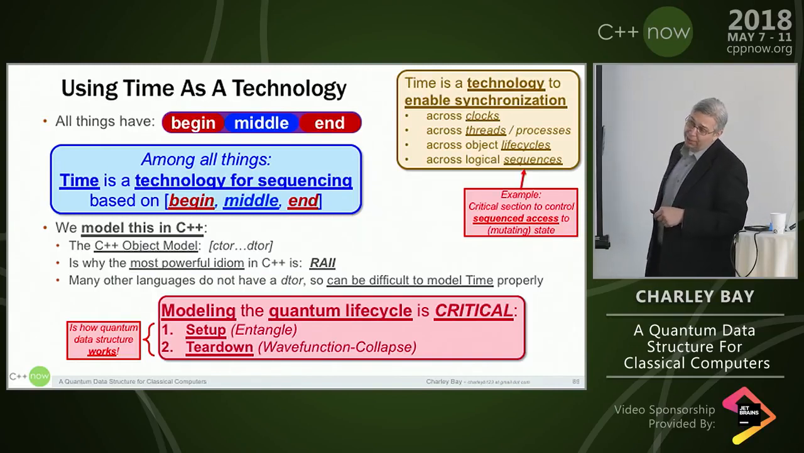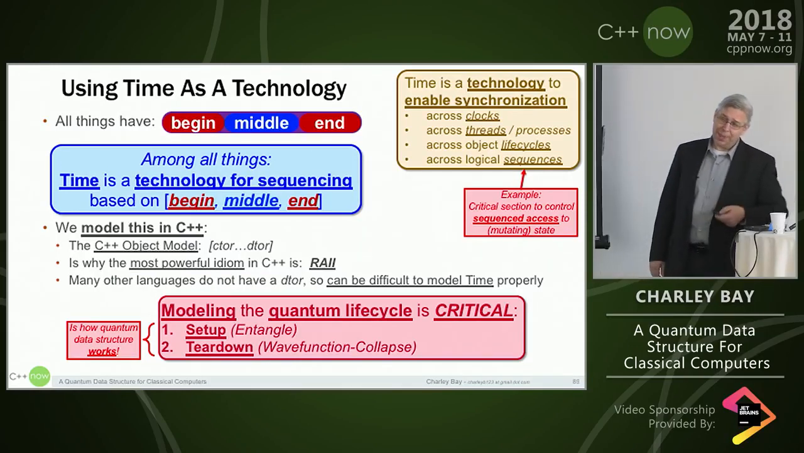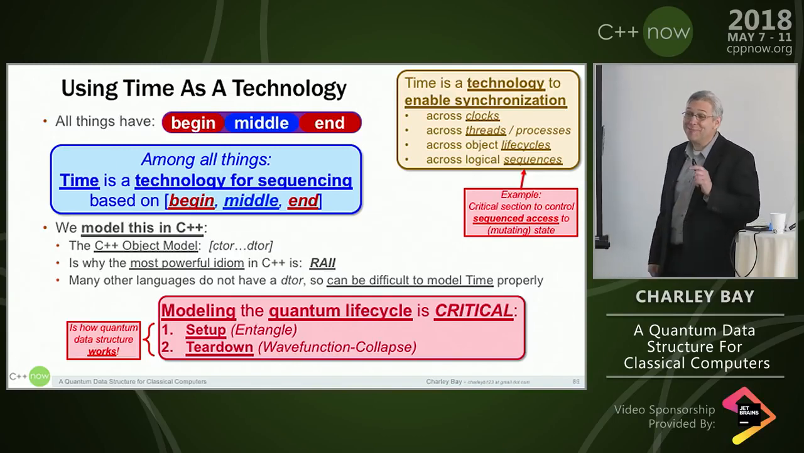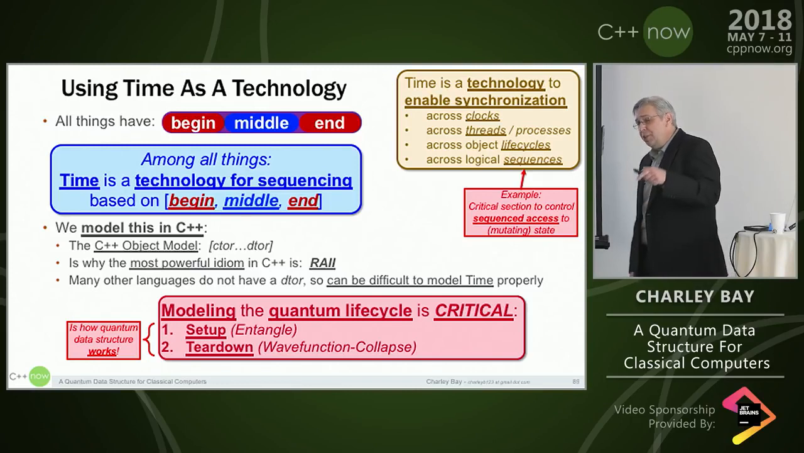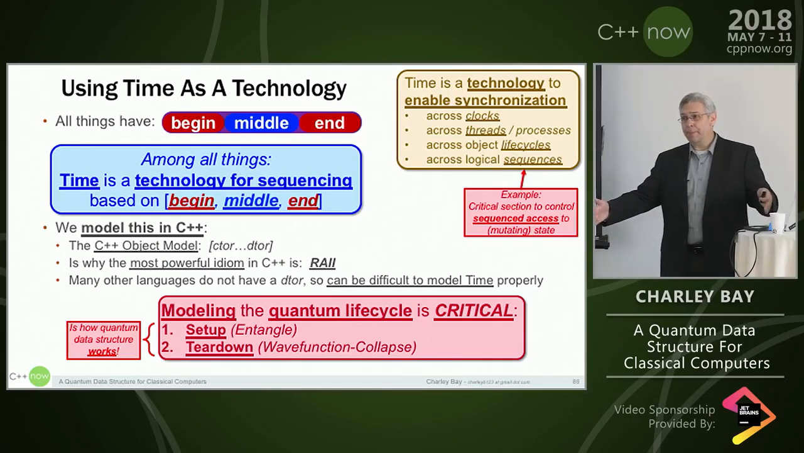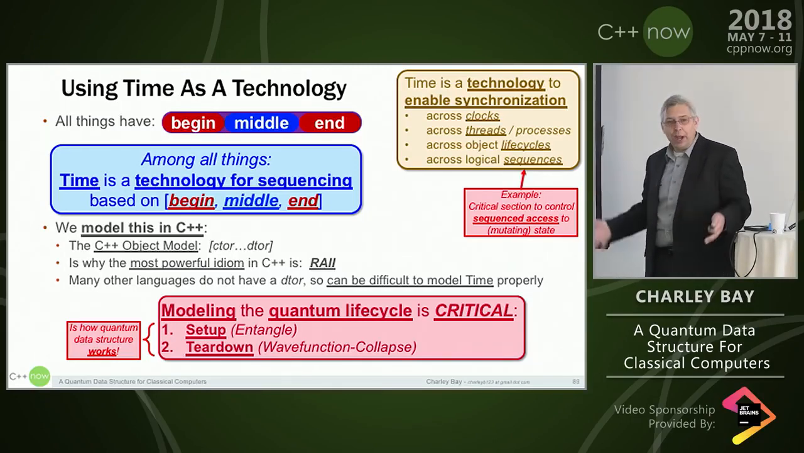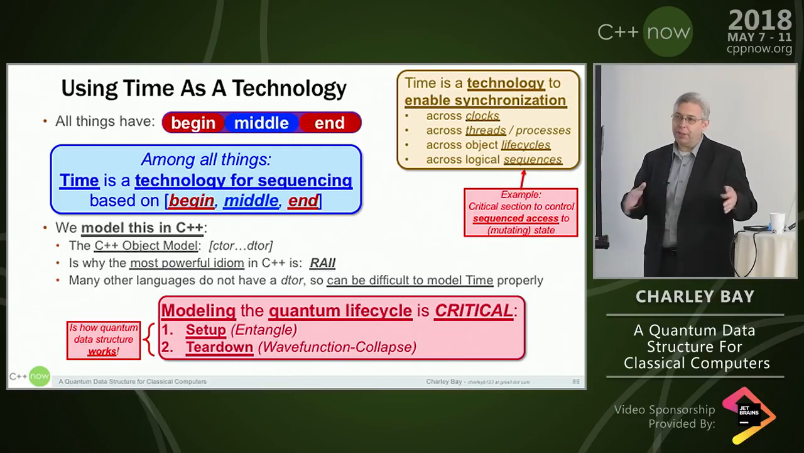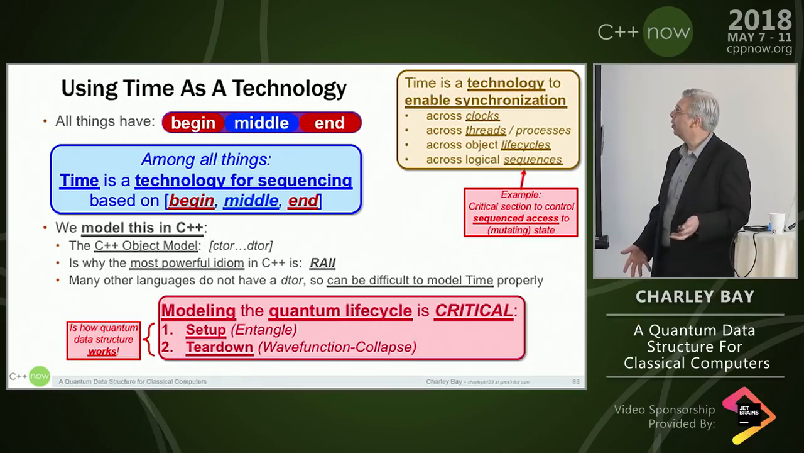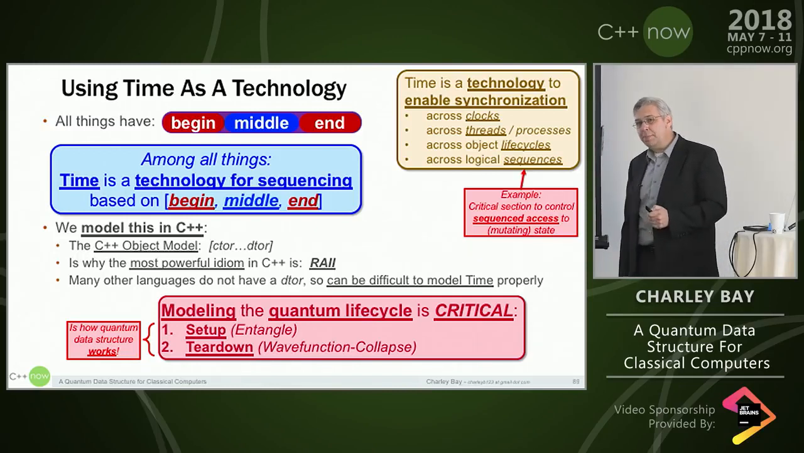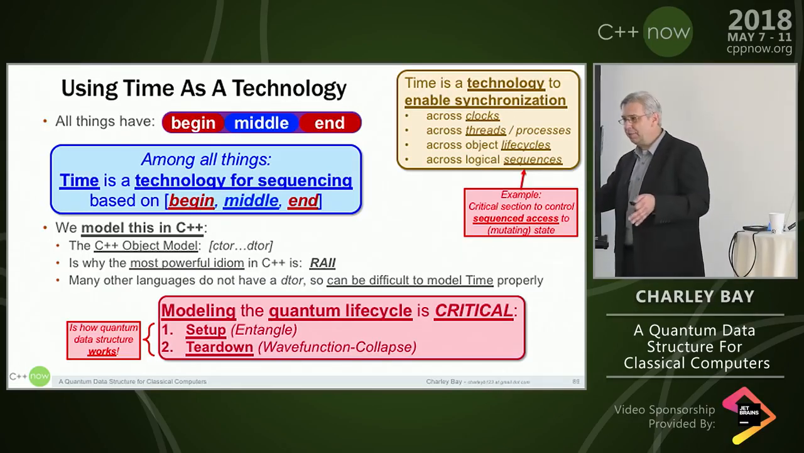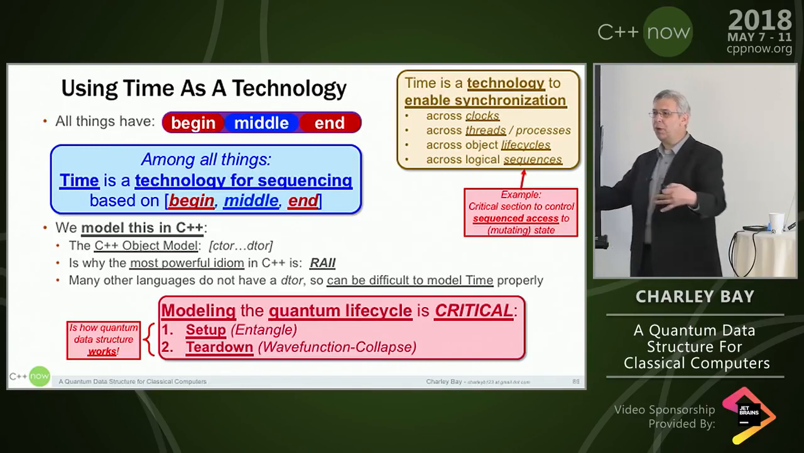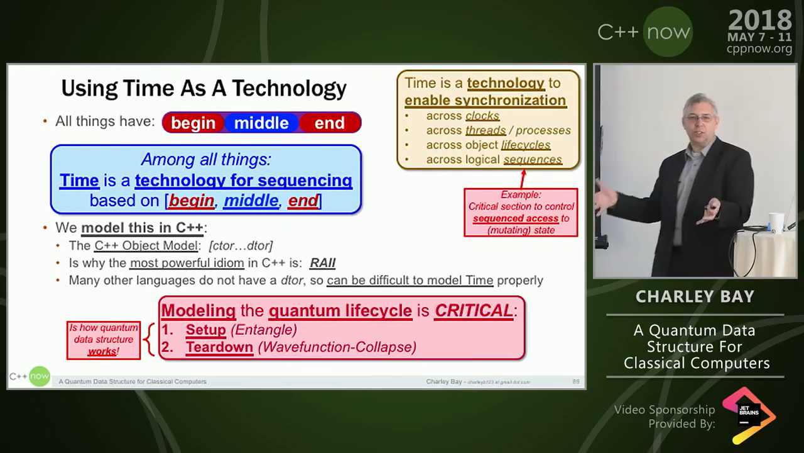It's because everything has a beginning and a middle and an end. And C++ is really, really good at this. Time is a technology for sequencing beginning, middle, and end. Now we all kind of know time is not absolute. There's no absolute epoch, theory of relativity. We all kind of know that stuff nowadays. But this sequencing of beginning, middle, and end is important, especially when we went multi-core and many-core, because now I have threads and I have to sequence sensibly what's going across them for concurrent access to state.